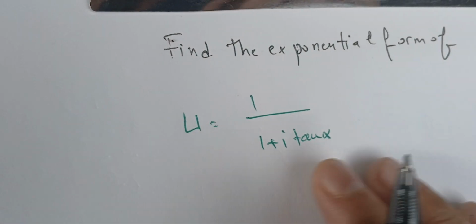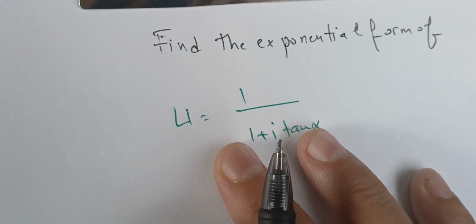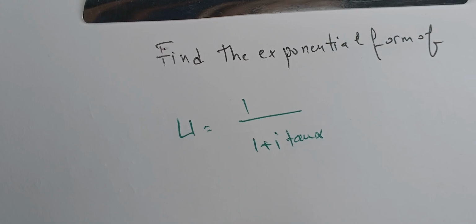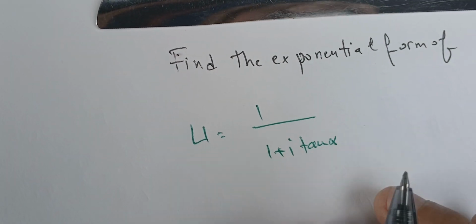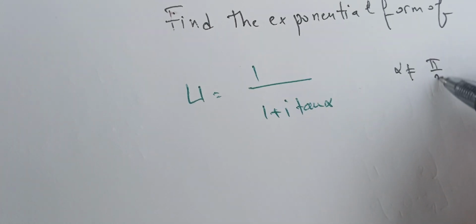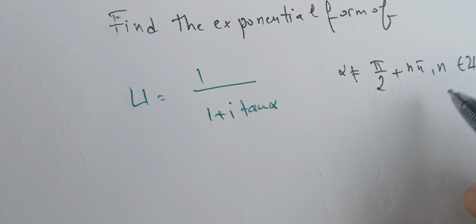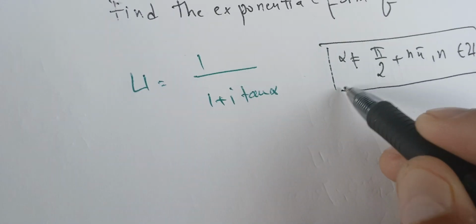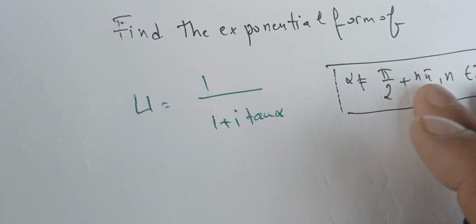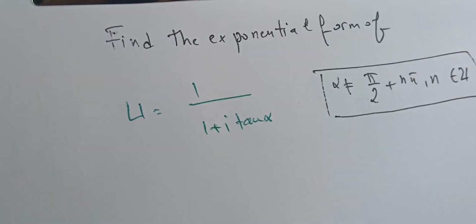Welcome back. In this video, we're going to try to find the exponential form of u, which is given by 1 over 1 plus i tangent of alpha. Here, to have the tangent defined, we can let alpha be different from pi over 2 plus n pi with n in Z. This is because the tangent is periodic of period pi. We don't want alpha to be one of these numbers. So this is the first thing that we're going to do.